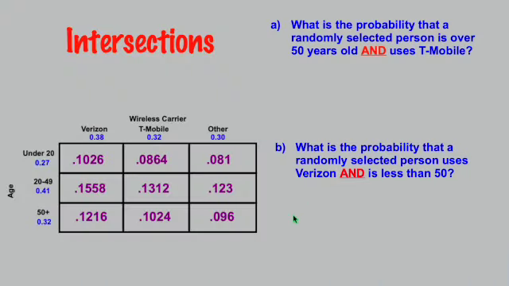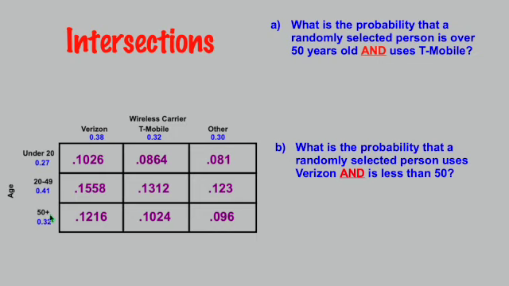So I trust by now you've had a chance to figure out all the percentages. So the answer key is right over here. And let's go ahead and look at what is an intersection. An intersection is nothing more than where these two cross. So here's my first question up here. What's the probability that a randomly selected person is over 50 years old and uses T-Mobile?